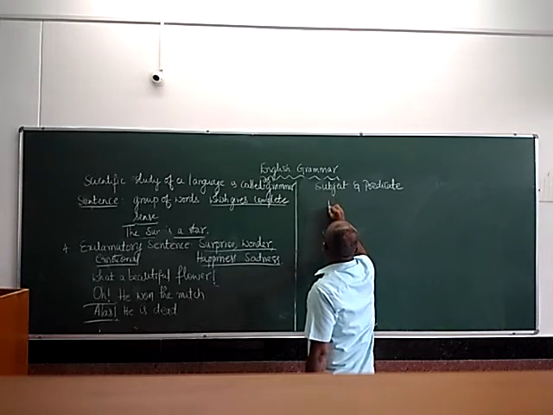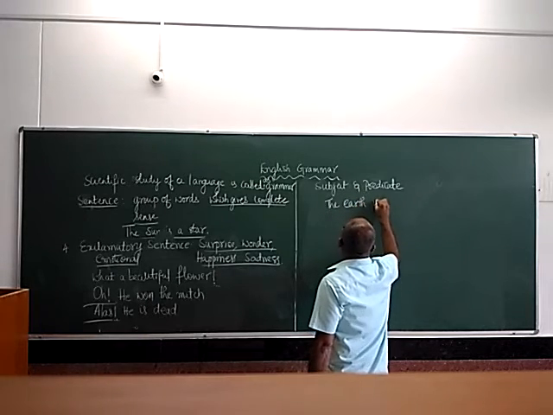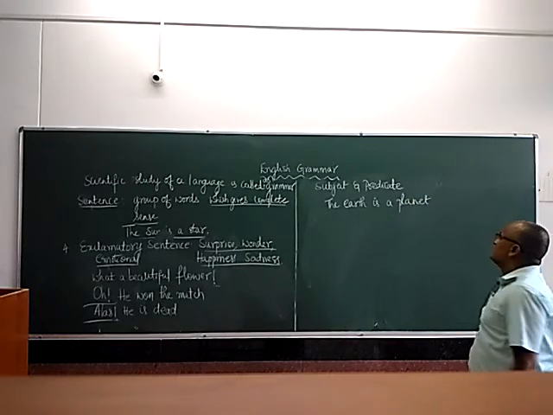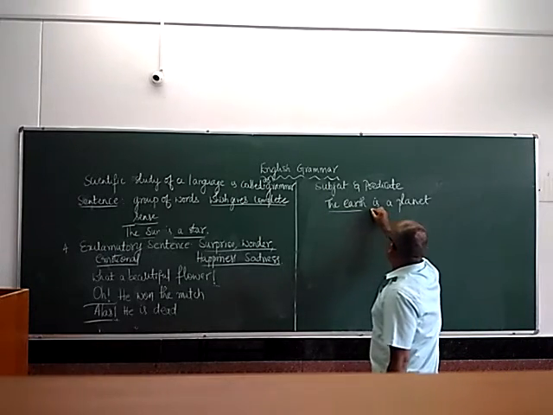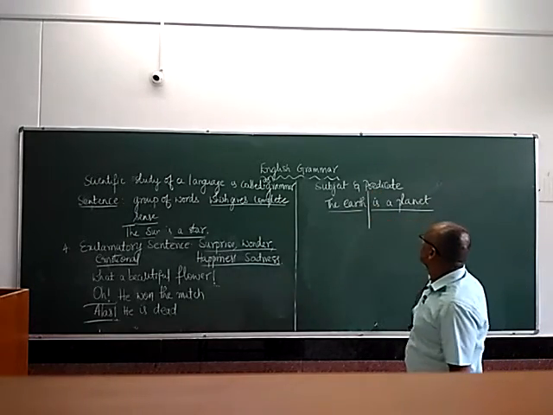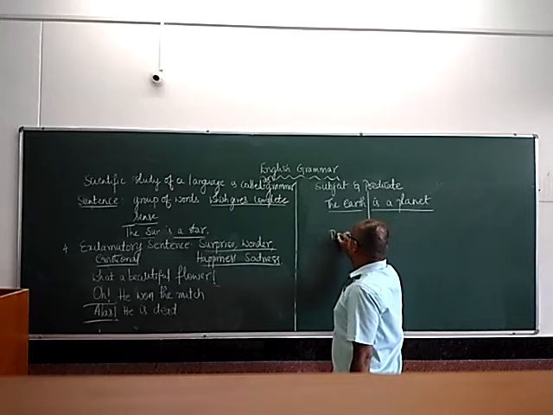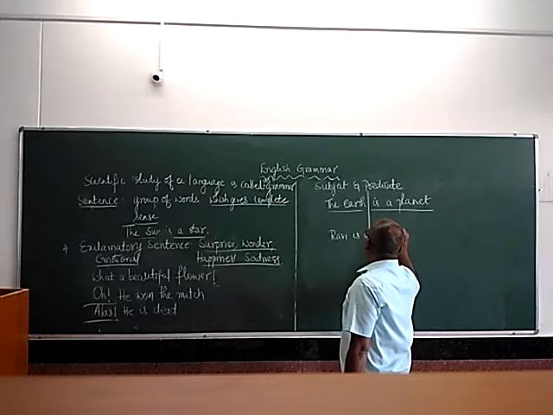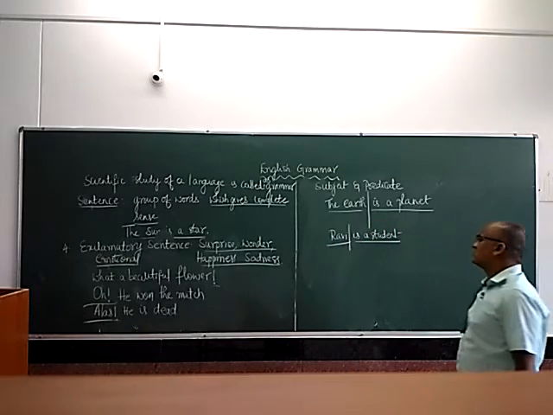I will take the example: The earth is a planet. Okay. Earth is a planet. So now this is one part and this is another part. The earth is one part, is a planet is another part. Take another example. Ravi is a student. If you take this, Ravi is one part, is a student is another part.